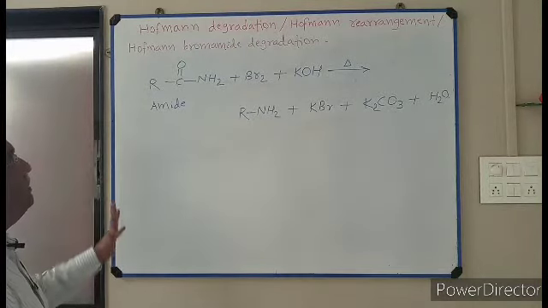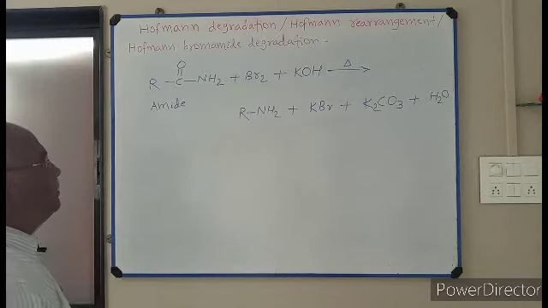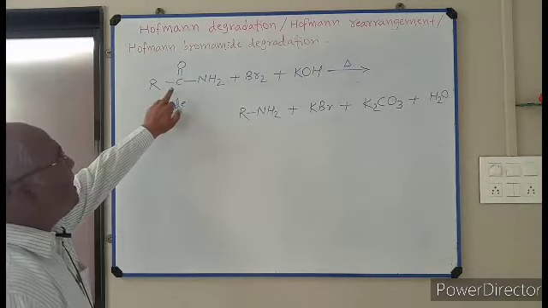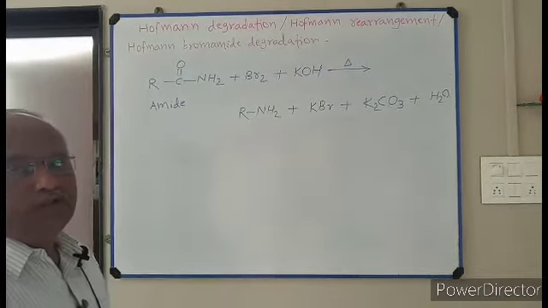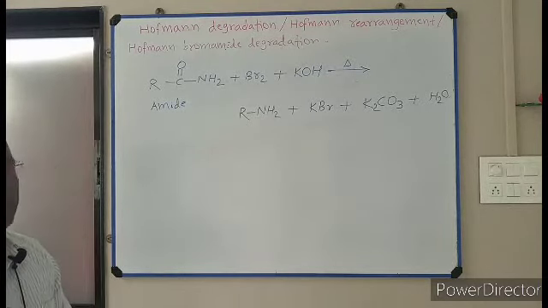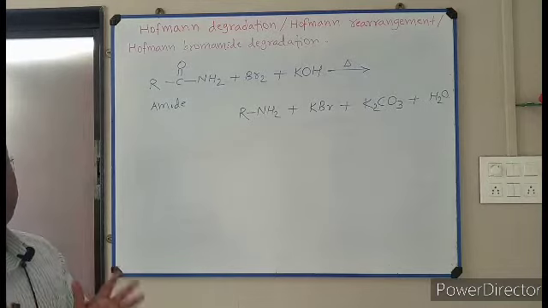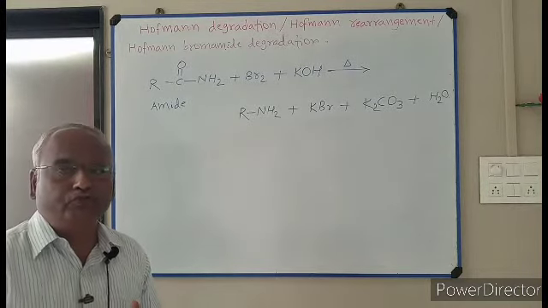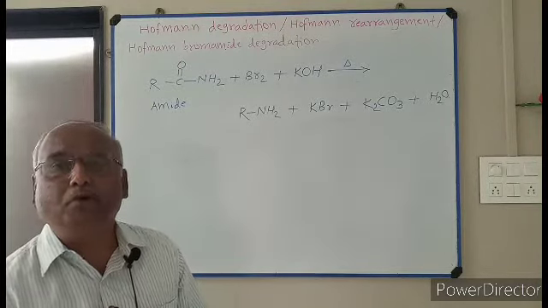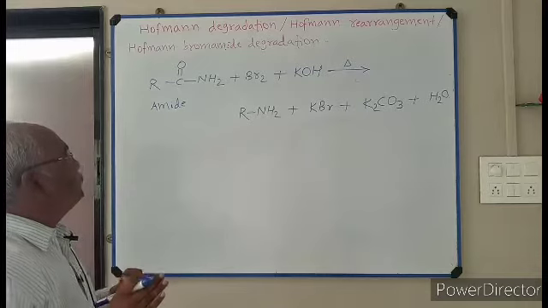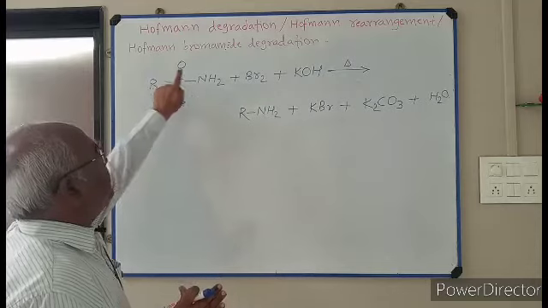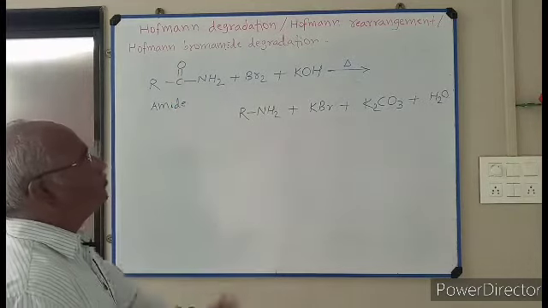So this is a degradation reaction. The amine produced contains one carbon atom less than the amide, therefore it is called a degradation reaction. This is a step down reaction. It is used to decrease the number of carbon atoms in a compound. It is also a rearrangement reaction. The alkyl group migrates to this NH2 group.